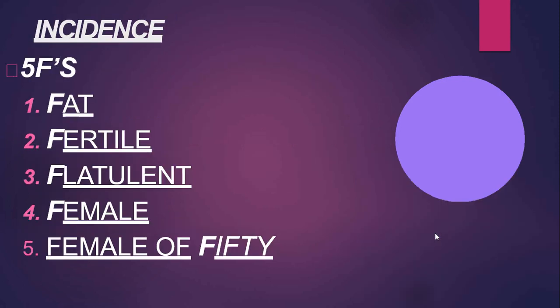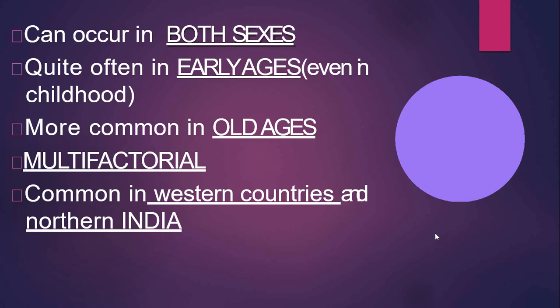Same incidence: the F's you have to remember are fat, fertile, flatulent. Flatulent means patients who have a distended abdomen, gaseous distension, and females of 40 or 50 years of age. But it can occur in both sexes, so males also have cholelithiasis quite often at early ages, even in childhood. And when it occurs in childhood, you must think of congenital disorders related with hemolysis.